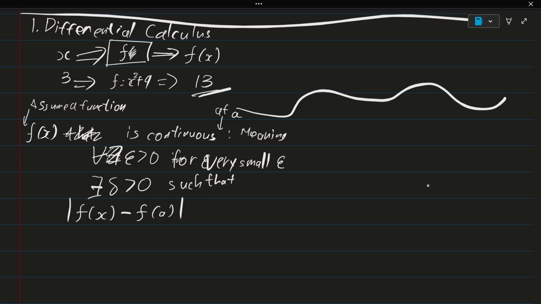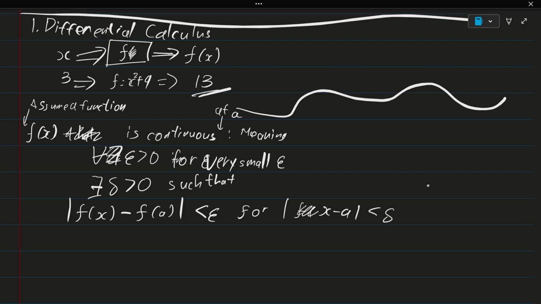The absolute value of f(x) minus f(a) is smaller than epsilon, for |x minus a| less than delta. So what exactly does this mean? If you look at this straight away, this might seem very mathematical, in which there's epsilon, there's delta. So what does it actually mean?